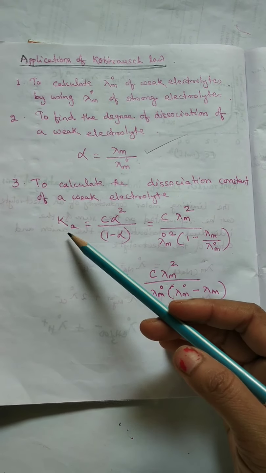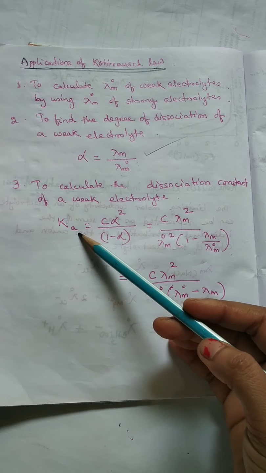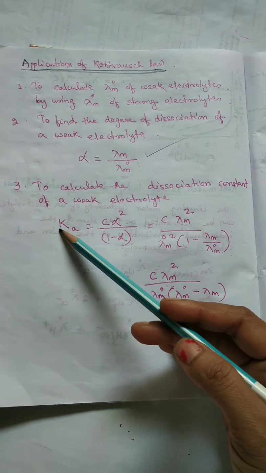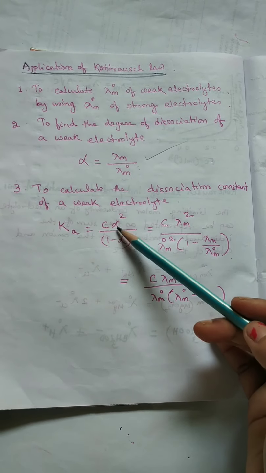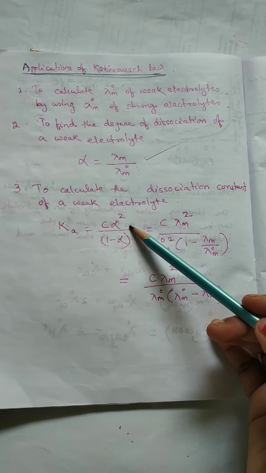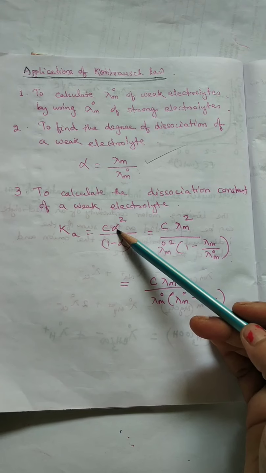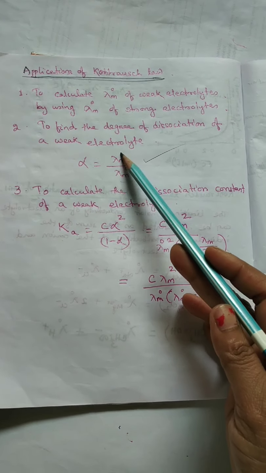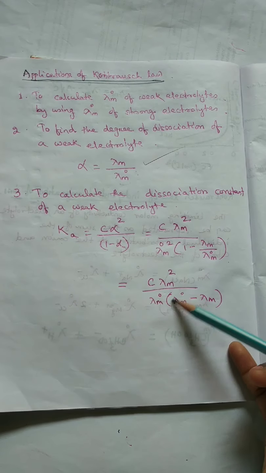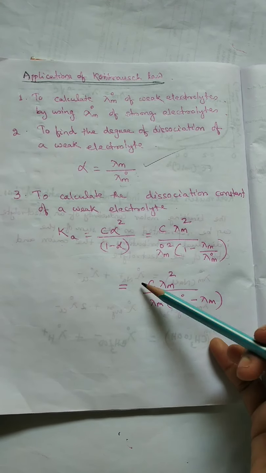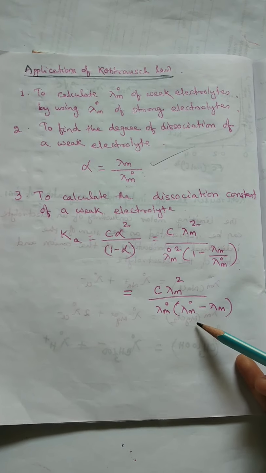Now suppose the substance is an acid, so we can write Ka. If it is a base, then we can write Kb. Or in general you can write the dissociation constant K is equal to C alpha square by 1 minus alpha. This is the formula we got earlier in Ostwald's dilution law. So in place of alpha, if we put lambda m by lambda m naught and solve it, then we can find the dissociation constant of the weak electrolyte.